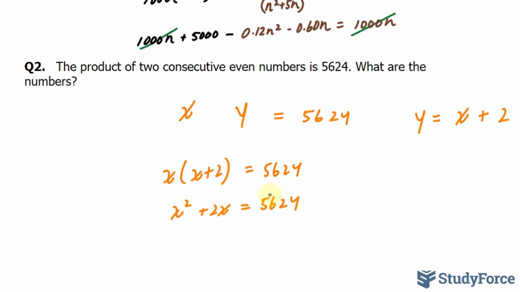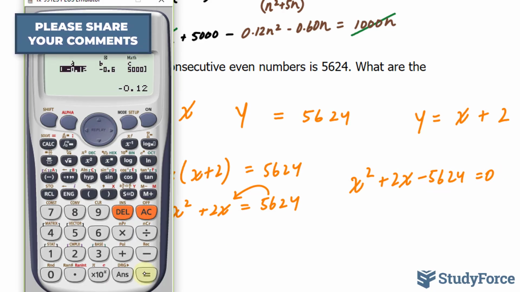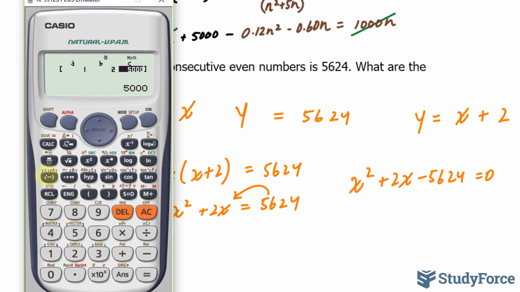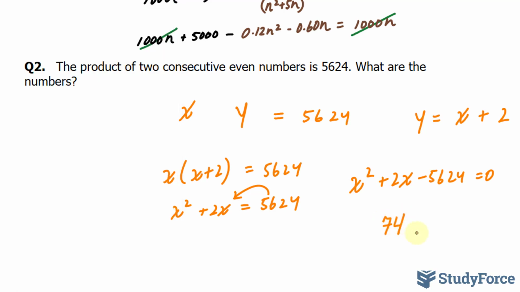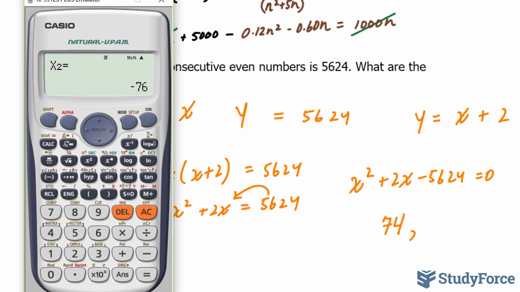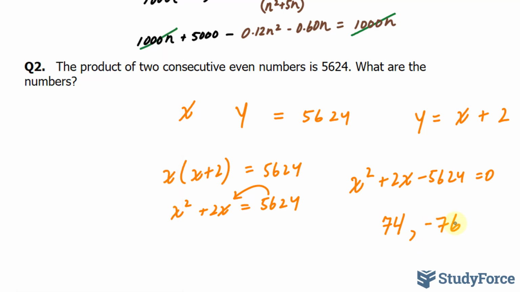5,624. You bring the constant over to the left side, ensuring that the equation is equal to 0, making us ready to solve it. You can use the quadratic formula. I'll use my calculator. I'll substitute 1 as my leading coefficient, 2, and negative 5,624. I end up with 74 and negative 76. If I choose 74, the next number in line will be 74, then 76.